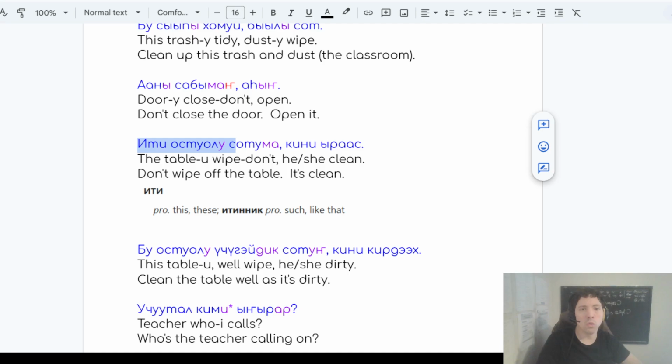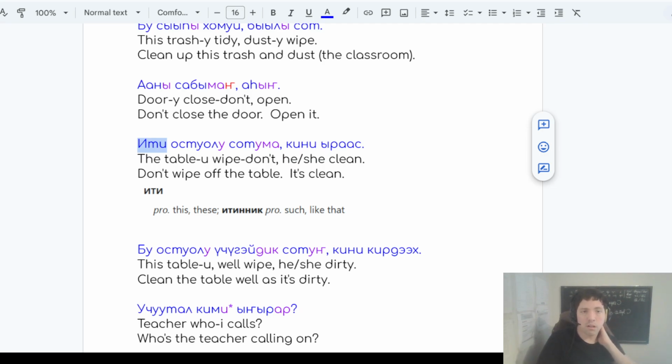Iti astualu sotuma. That U should be purplish pink. Kini ras. He, she, clean. Don't wipe off the table. It's clean. And friendly reminder that this word iti, they usually translate it as this or these with something plural.